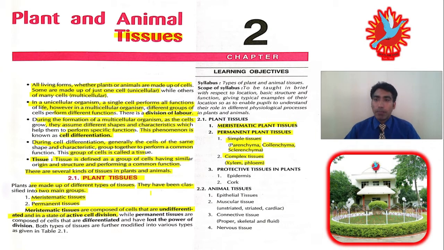And the next point, all the cells of the meristematic tissues keep on dividing. So they are continuously dividing cells. While on the other hand, permanent tissues are composed of differentiated cells, meaning different types of cells. Their structure, their function, their shape may differ from each other, and these cells have already lost the power of cell division. Both types of tissues are further modified into various types as given in the upcoming table.